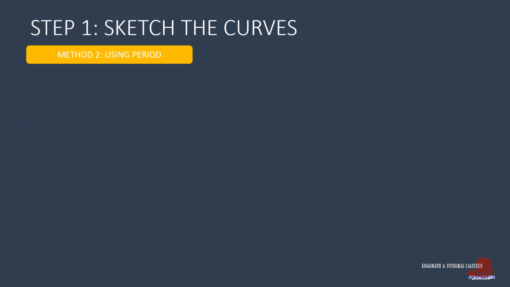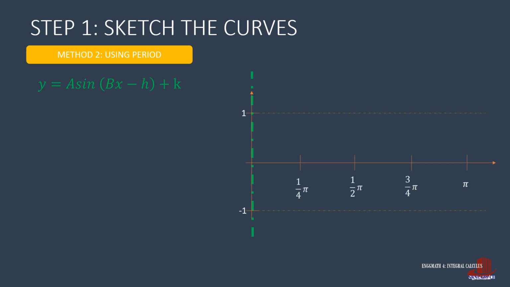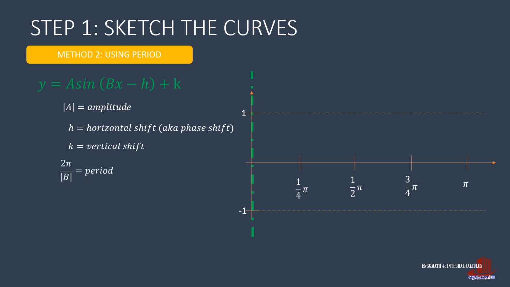The other method of sketching the curves is through analyzing the period from the equation itself based on the standard form y equals a times sine of the quantity b times x minus h plus k. I will reiterate once more that a in the formula gives the amplitude, or the height of the wave. H is the horizontal distance of the curve from the origin, and k is the vertical distance. The period is taken from 2 pi over b, where b is the coefficient of x.